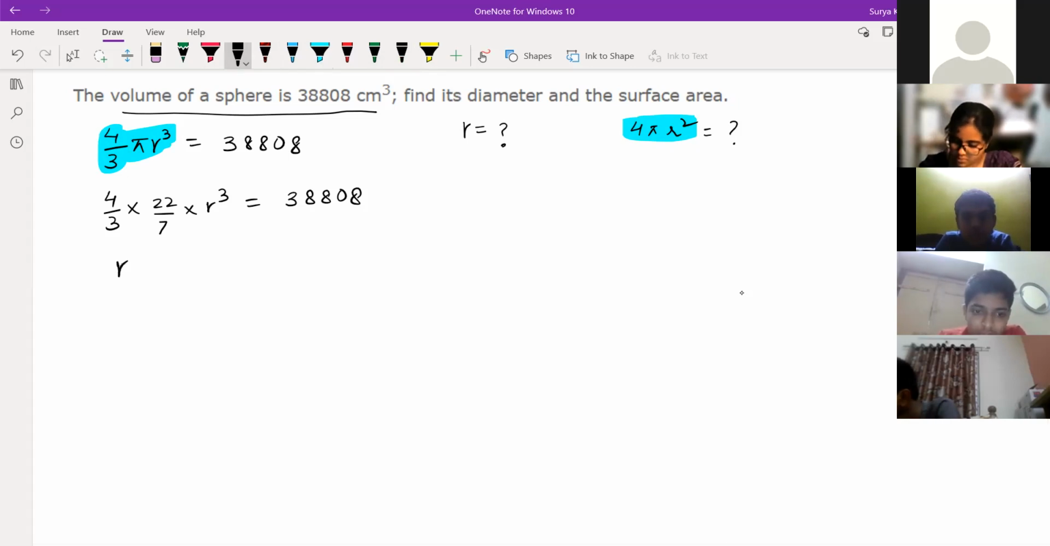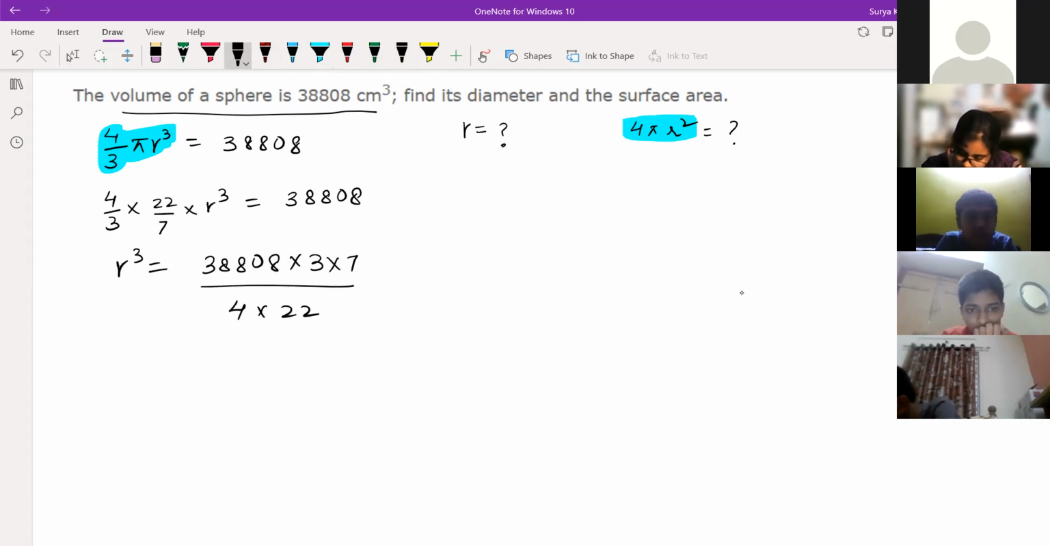So now r to the power 3 is equal to 38808 into 3 into 7 whole divided by 4 into 22. What is down, we are sending up. 3 and 7 are down, we have sent them up here. And what is up, we are sending down. This 4 and 22 we have sent down.